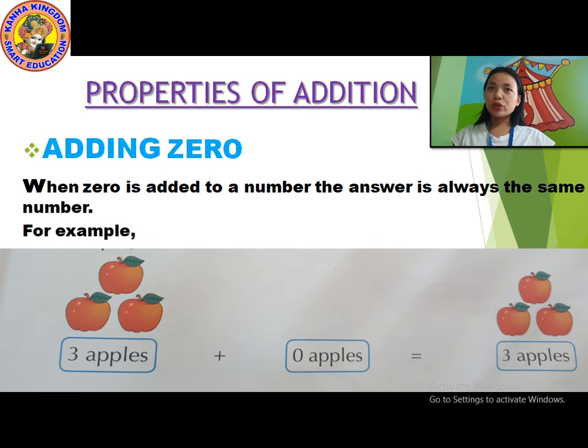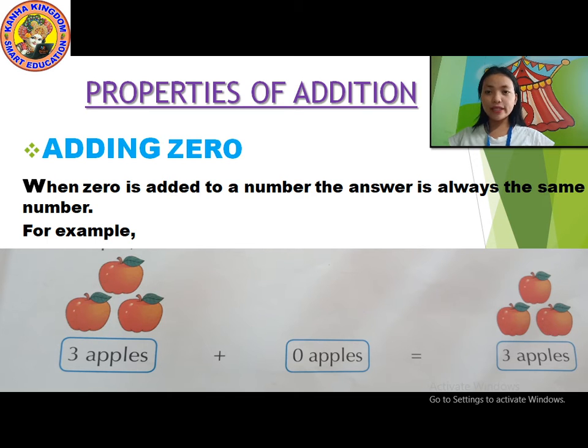Okay student, you may take many other examples like this. For example, if you have 71 toffees and you add 0 toffees, how many toffees are with you now? Obviously 71, because you added 0 toffees. 0 means nothing. Adding 0 is the first property of addition, and when 0 is added to a number, the answer is always the same number.